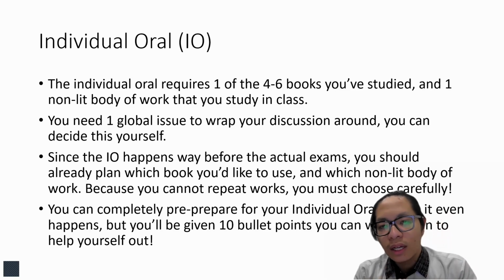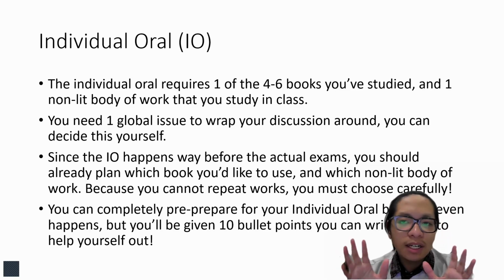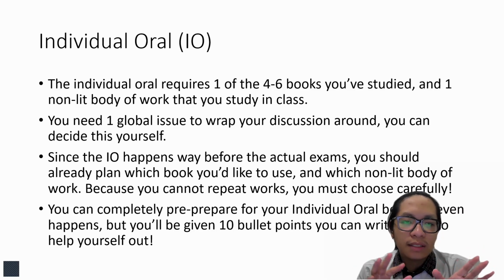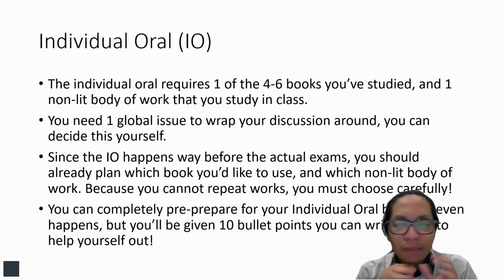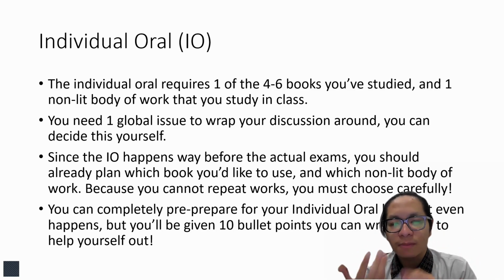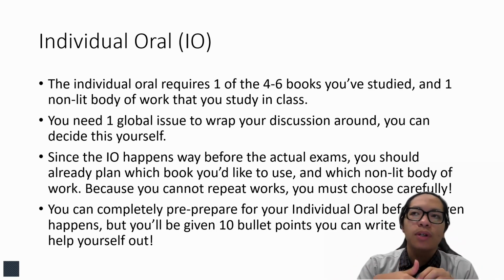Aside from that, you're also going to need the non-lit texts, but this is specifically the ones that you study in class. So you can't just take it from anywhere. This has to be one that you study in a class. If you really want to discuss something specific, you can tell your teacher that you want to potentially use it and study it in class.